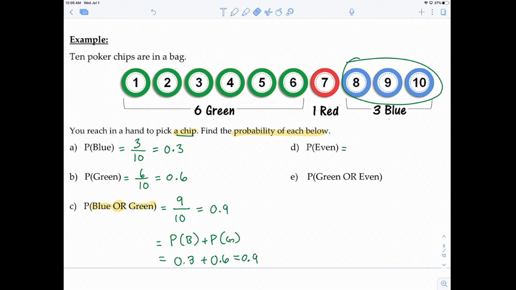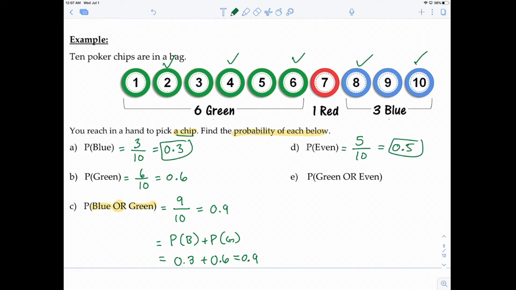All right, so let's take a look at this one. The probability that the chip is an even chip, well, how many different ways can I get an even chip? Well, I need to get a 2, 4, 6, 8, or 10. So that's going to be 5 different ways out of 10 possible outcomes. So that works out to be 0.5. All right, and let me go ahead and box all these answers.